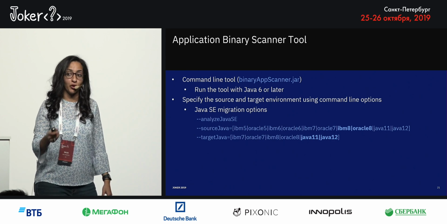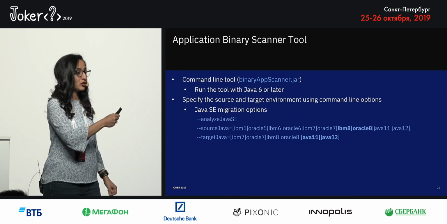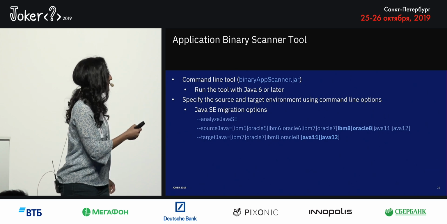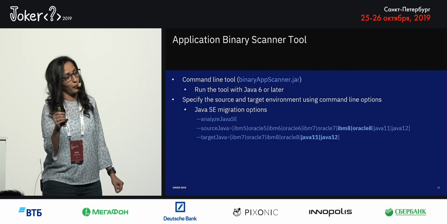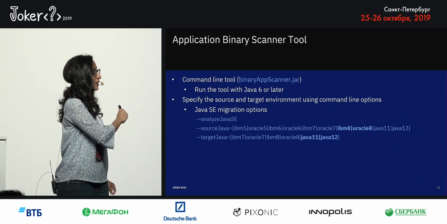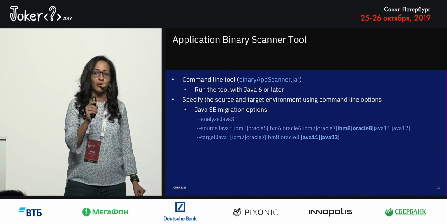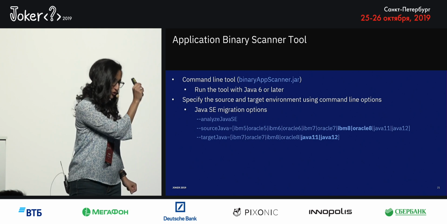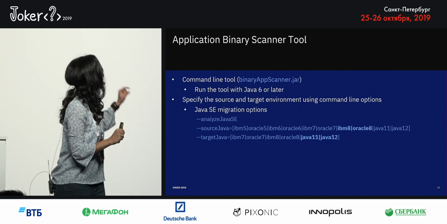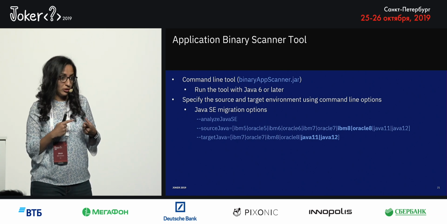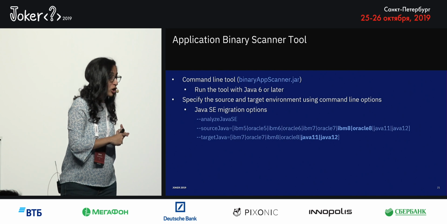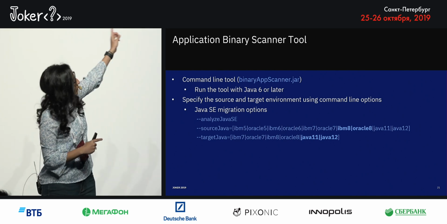The way that it works is that you specify different options when you're running the command, and you tell the binary scanner what you want it to be looking for. So if you say --analyze Java SE, it's going to know that I need to be looking for those Java SE issues. There are 2 things that you want to specify next to that option. You want to tell me what source Java you're coming from. These are all the options we have.